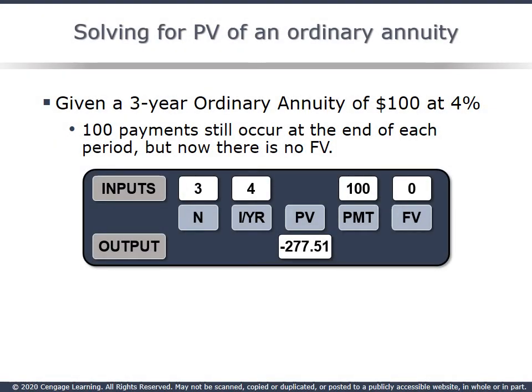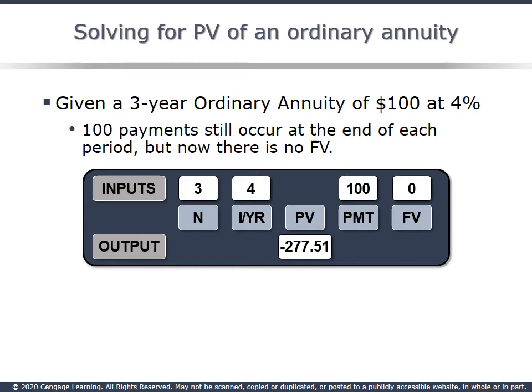We will continue our discussion of annuities, but now we're looking at finding the present value of an annuity, starting with ordinary annuities. Remember, in ordinary annuities, the annuity payments occur at the end of each time period. So with this problem, we have a 3-year ordinary annuity of $100. The discount rate is 4%.